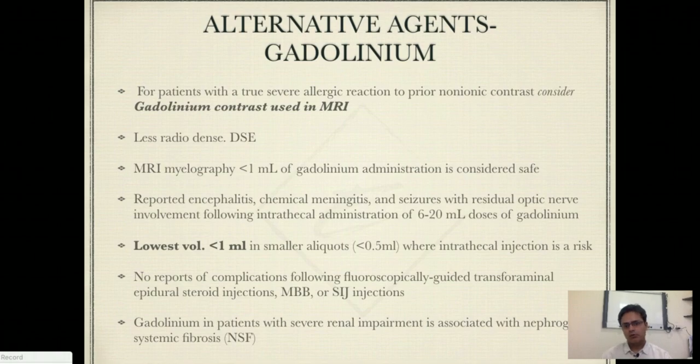Now, there are no reported complications following fluoroscopy guided injections, such as transforaminal nerve root blocks or SIJ injections or medial branch blocks. But there is a reported complication after an interlaminar epidural, where a patient was discharged home and subsequently had seizures, and on repeat MRI scans they found contrast in the higher areas in the brain and the spinal region.